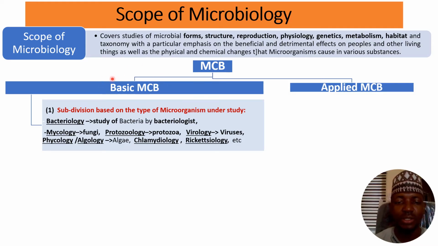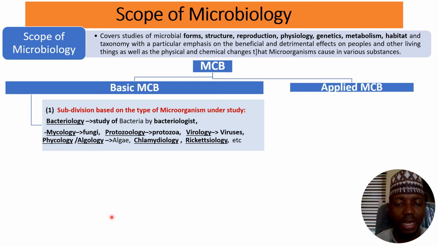This comprises the basic aspect of microbiology, and it is subdivided into three major subdivisions. That is to say, the branch of basic microbiology has three sub-branches. The first one is a subdivision which is based on the types of microorganisms under study. Remember, we mentioned various types of microorganisms. So the first subdivision of basic microbiology comprises all branches of microbiology that specifically study a type of microorganism, that is, those that specialize in a particular type of microorganism.